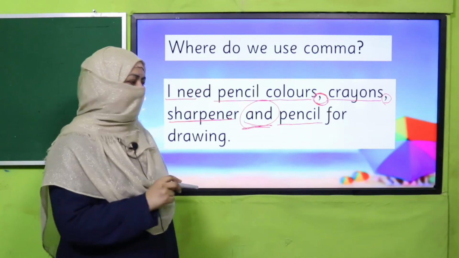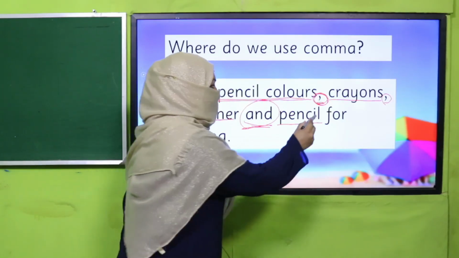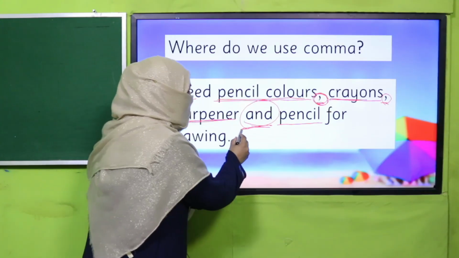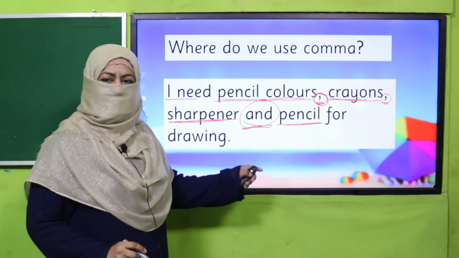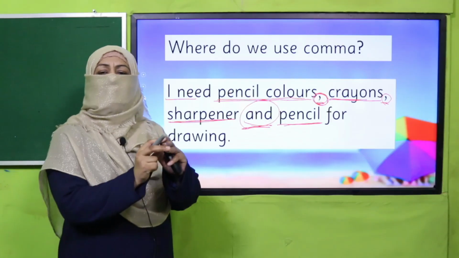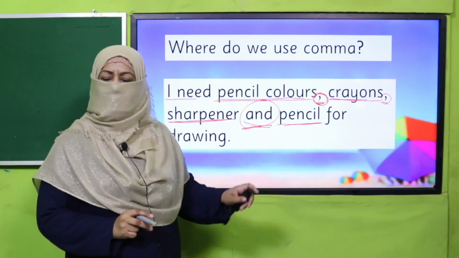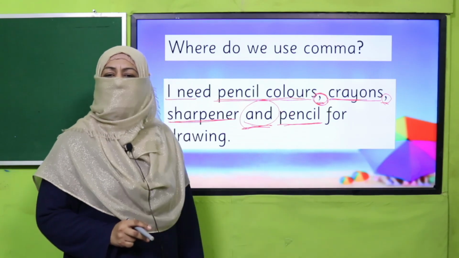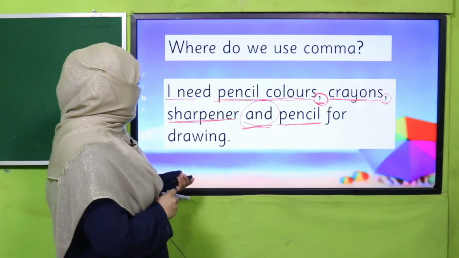Let me repeat again. I need pencil, comma, colors, comma, crayons, comma, sharpener, and pencil for drawing. So I have written a list in a sentence and I have separated all the items by putting a comma between them, and before the last item we have to write and instead of a comma. Are you clear? Okay, let's see another example.